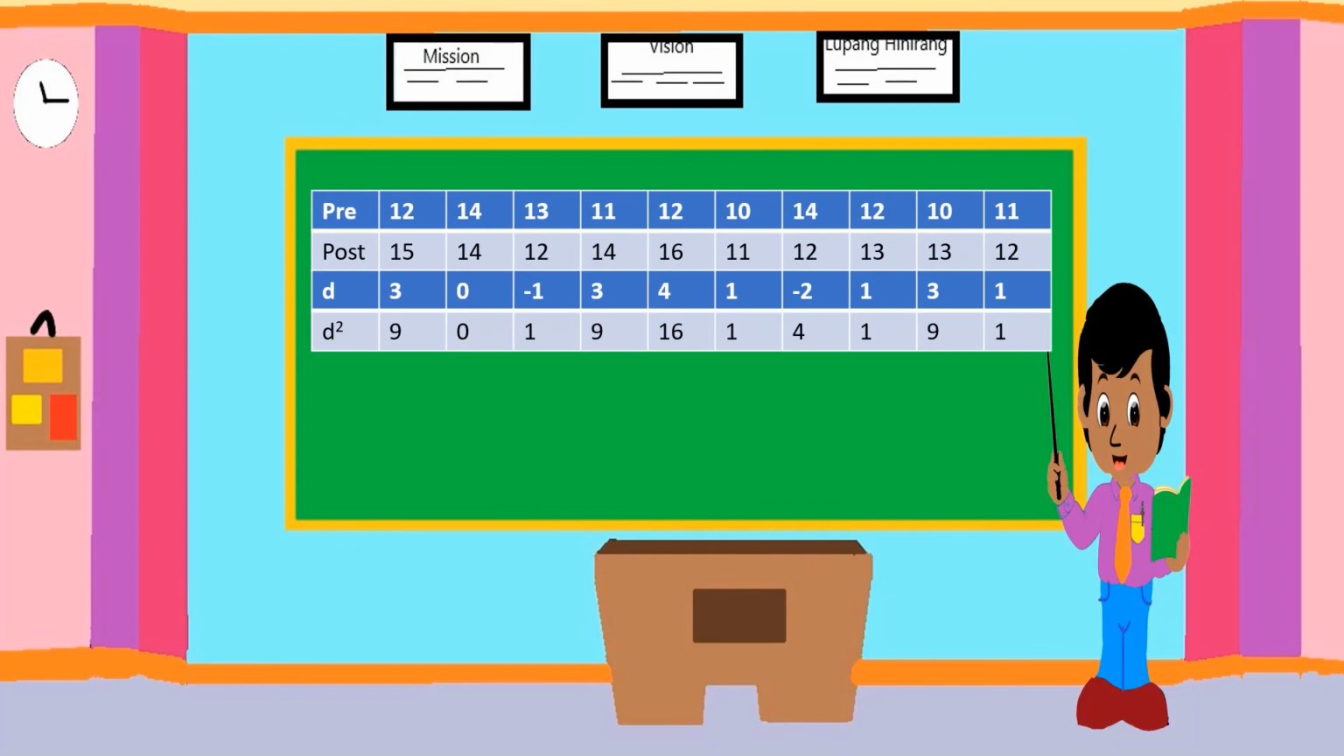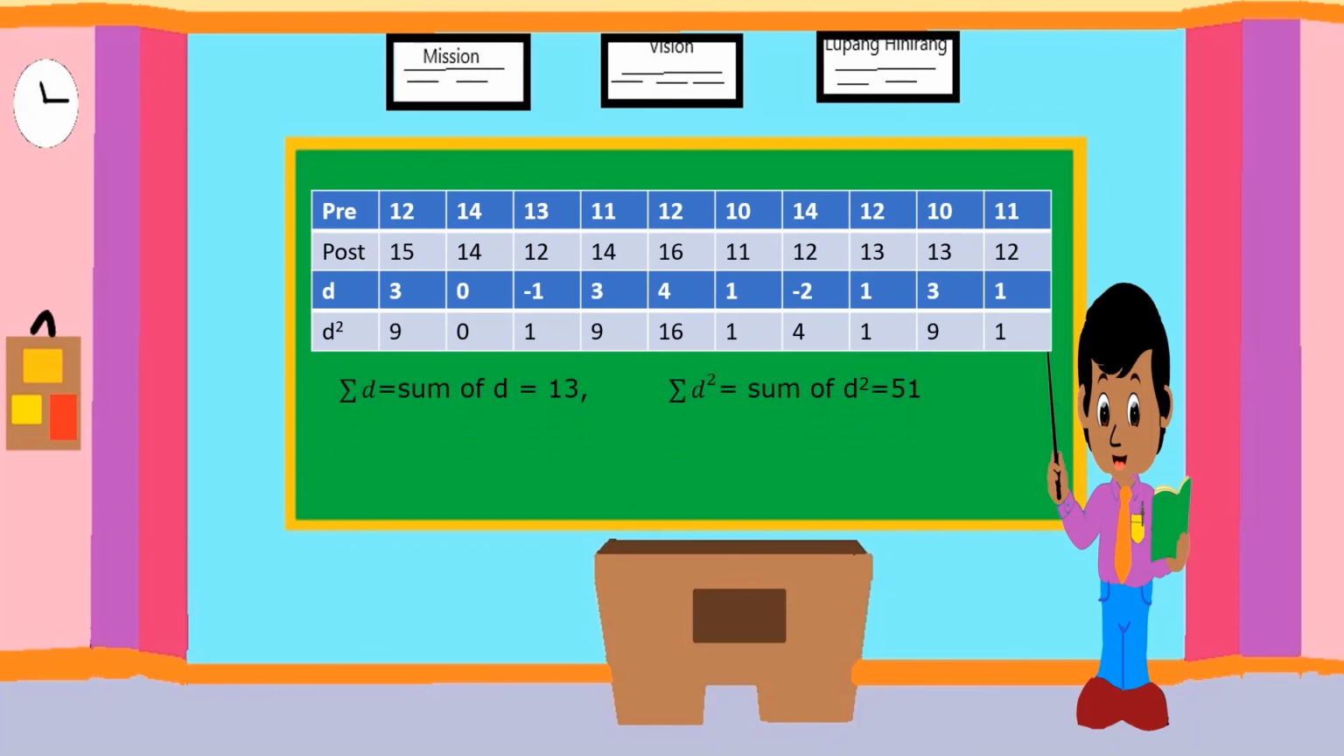And for our d squared, we have here 3 times 3 is 9, 0 times 0 is 0. Negative 1 times negative 1 is positive 1. 3 times 3 is 9. 4 times 4 is 16. 1 times 1 is 1. Negative 2 times negative 2 is 4. And 1 times 1 is 1. 3 times 3 is 9. And 1 times 1 is 1.